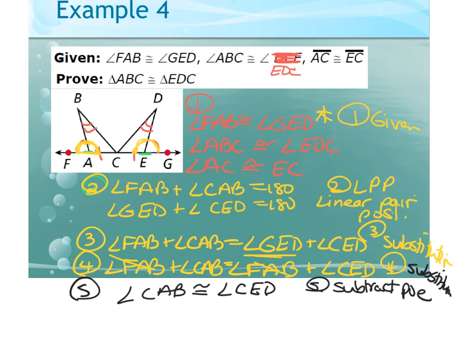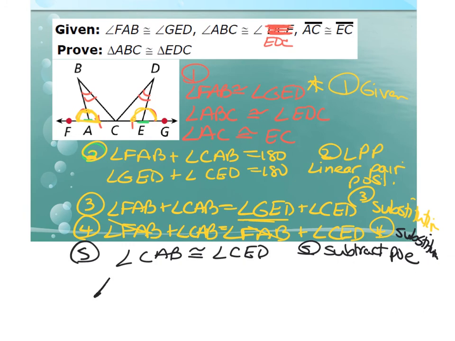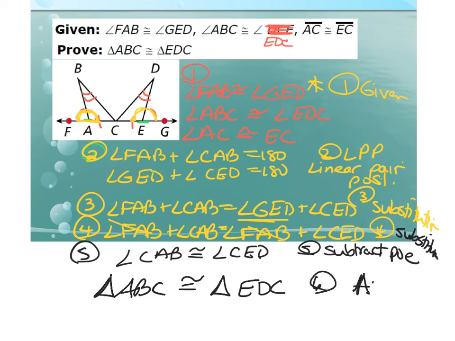And now last, I can put in my congruency statement, which is triangle ABC is congruent to triangle EDC. And my reason is angle, angle, side. And there's your last proof.